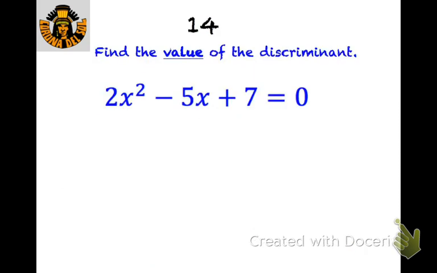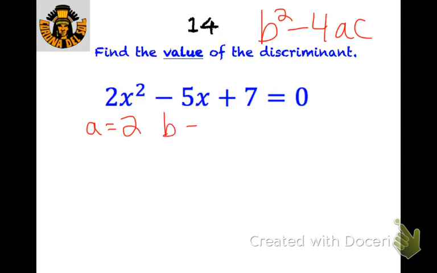Okay, find the value of the discriminant. This is kind of a part of the quadratic formula. So the discriminant is b squared minus 4ac, and it tells kind of like what kind of solutions you're going to have, how many solutions you're going to have. So we do it the same as we do with the quadratic formula. We should really identify the a, b, and c. So a is 2, b is negative 5, and c is positive 7.